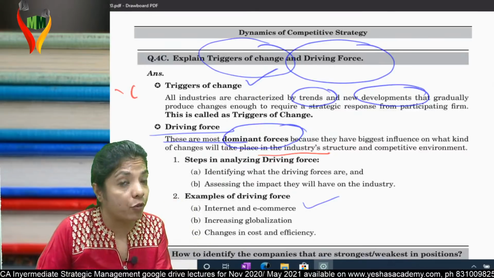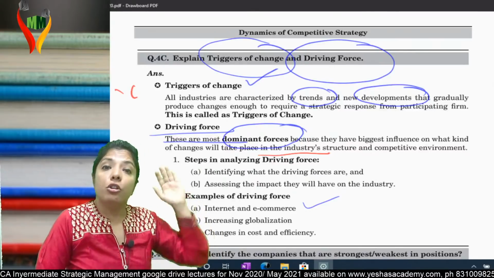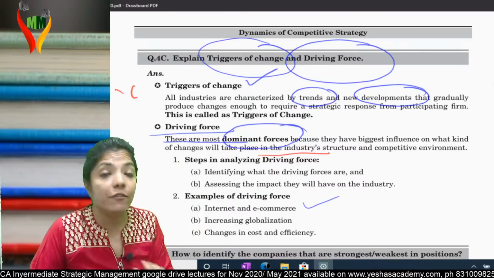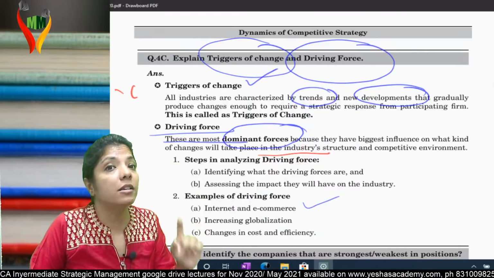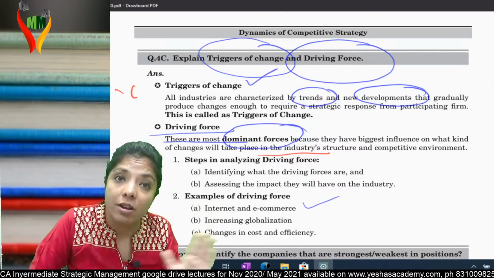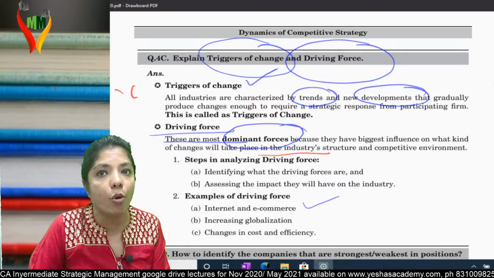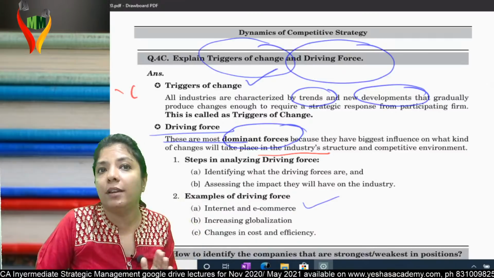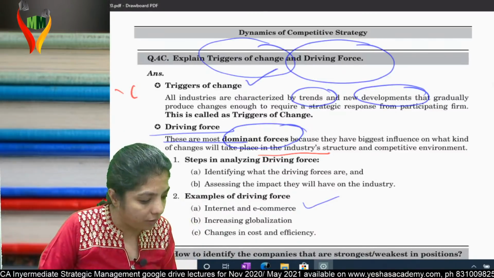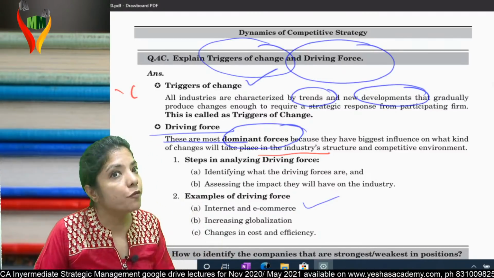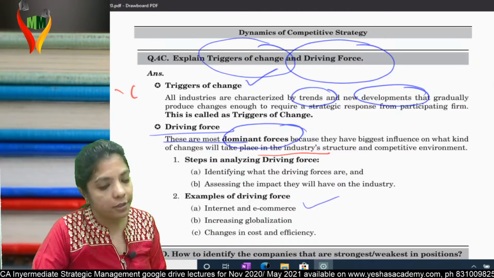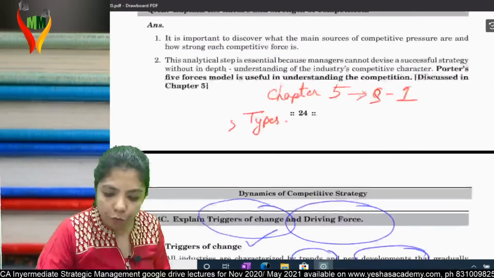This is the driving force. Driving force says that you have to change yourself immediately, but that is not the case with triggers of change. Triggers of change say you can change as per your own convenience, gradually. Am I clear? Can I go ahead? Is 4C clear? Can I go ahead? Come to 4D.